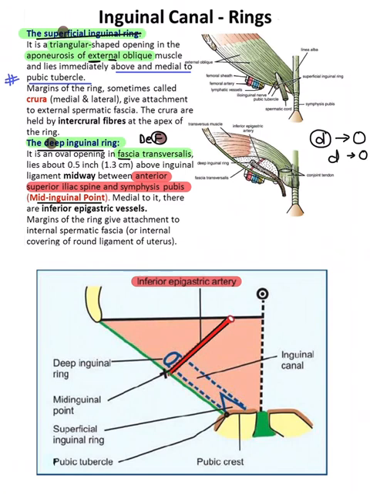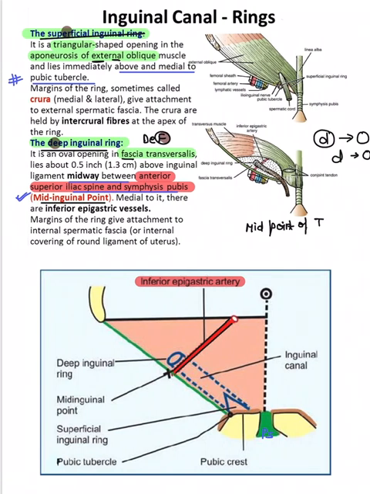See, you have the pubic symphysis, guys, and you have the pubic tubercle, guys. It is located about 1.3 centimeter above midway between the anterior superior iliac spine and the pubic symphysis, guys. So this is known as the mid inguinal point. You also have a term known as the midpoint of inguinal ligament, guys. So what is the midpoint of inguinal ligament? It is basically the midpoint of the anterior superior iliac spine and the pubic tubercle, guys.